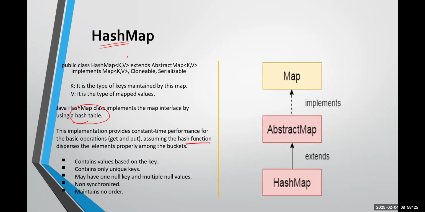Remember this point: it can have a null value, even multiple null values. In a set, that is a difference. In a HashSet, only one null value can be inserted, but here we can insert multiple null values, no problem at all. It maintains no order. You will get results in random order only. You will not see the entire result in order, but still you are able to display the result with respect to key value pairs. That is the main part.